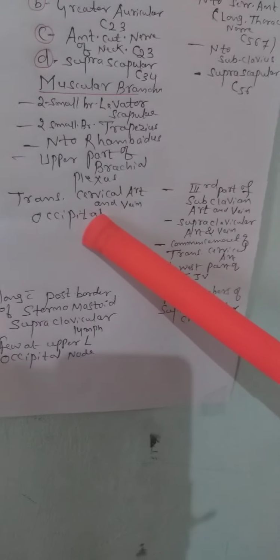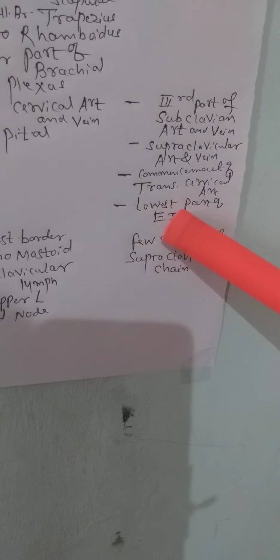Vessels means artery and vein: the transverse cervical artery and occipital artery. Here is the third part of the subclavian artery, the supraclavicular artery and vein, and the commencement of the transverse cervical artery. Then the lowest part of the external jugular vein can be seen here, and the lymph nodes are here.